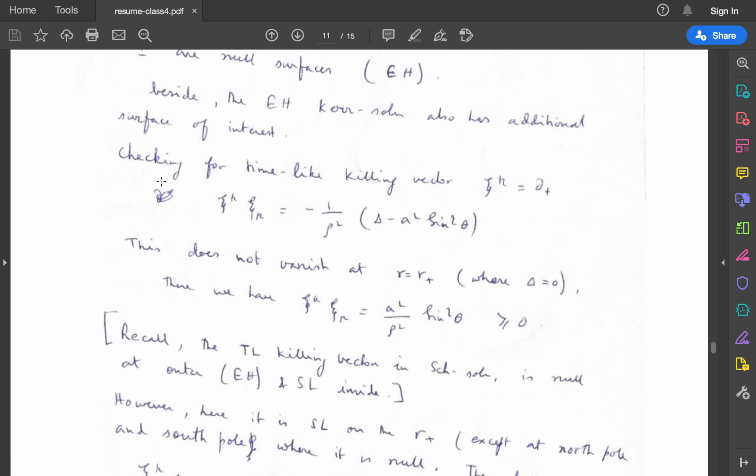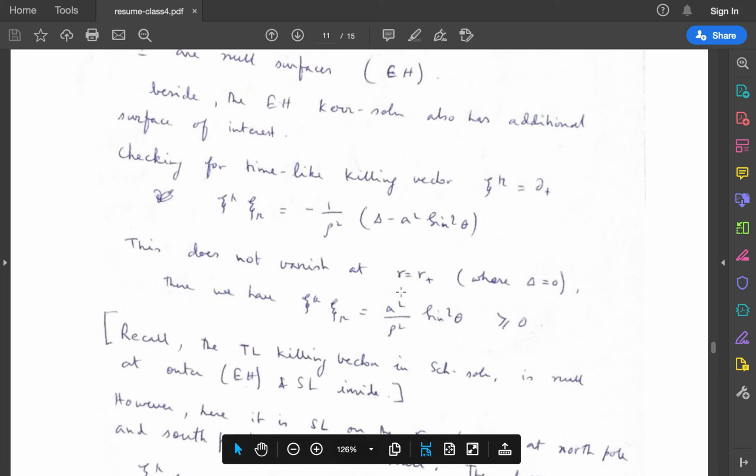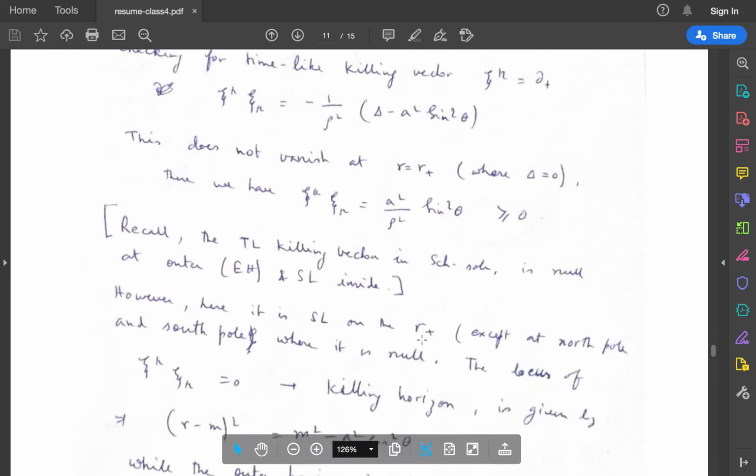Let us calculate the norm of the timelike Killing vector zeta mu, which is equal to minus 1 over rho square times delta minus a square sin square theta. See, this doesn't vanish at r equal to r plus, where delta equals 0. There, the norm of zeta mu equals a square over rho square times sin square theta, which is a square quantity, so this is always greater than or equal to 0. Remember, the timelike Killing vector in the Schwarzschild solution is null at the event horizon and spacelike inside.